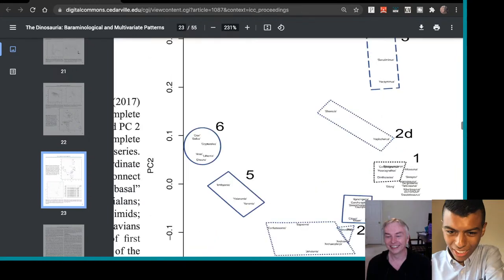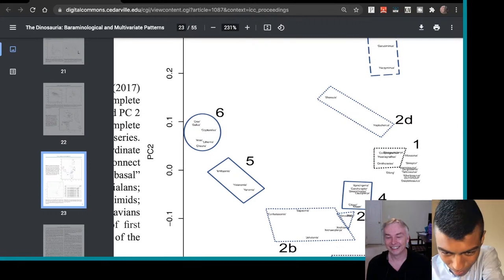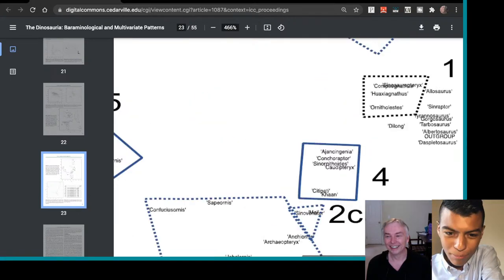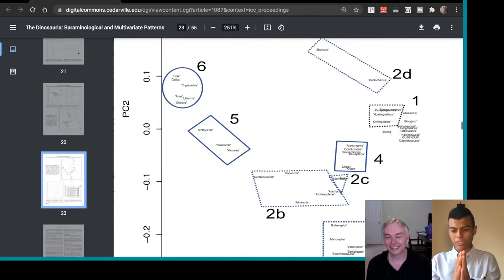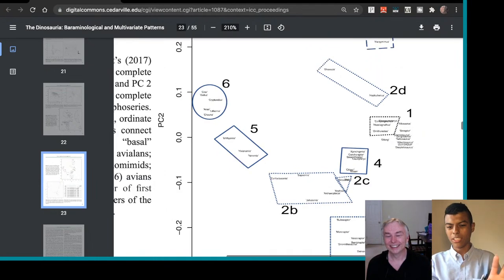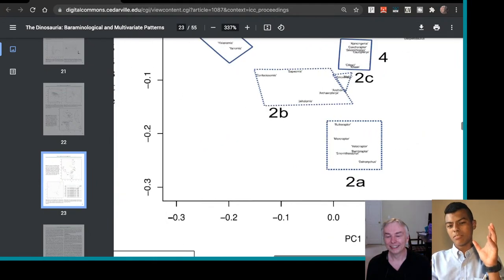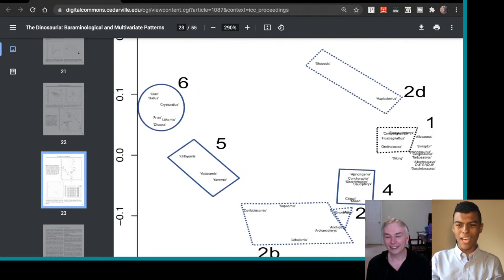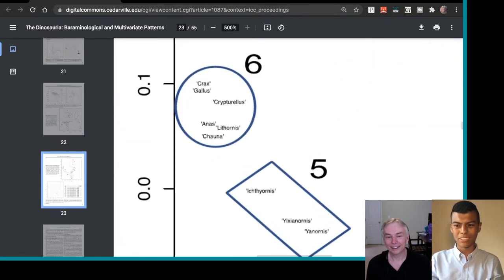Dapper Dinosaur asks if Meleagris is in here. I could probably try to find it. But let's talk about the results, because this is interesting. Why do we see the supposed very bird-like dinosaurs so far away from actual extant birds?